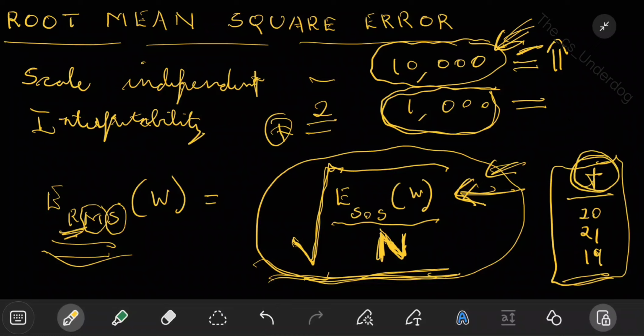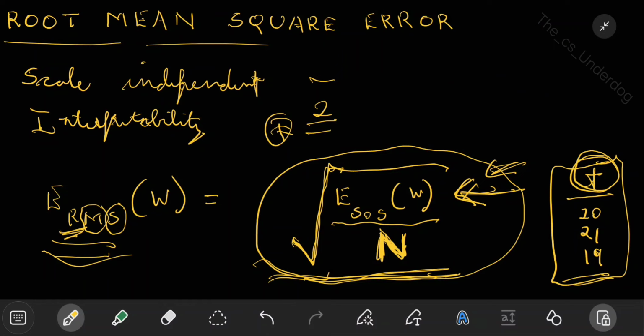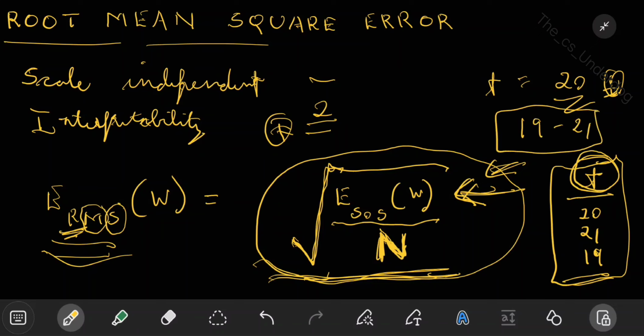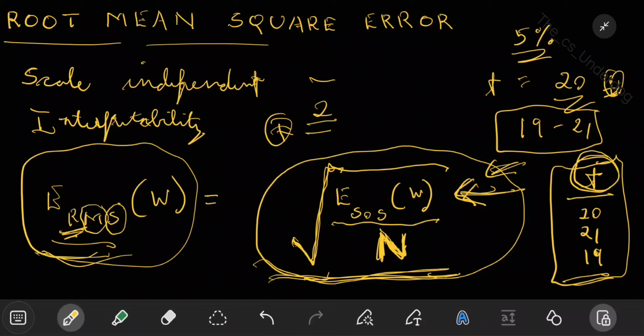So if your RMS error is, let's say, somewhere close to 1, you can have a logical understanding that if the average value of my target t is 20, my model has an error of around 1, which means my value will be somewhere around 19 to 21, most probably. So you can have this estimation that 5% is what my model is erroring. This sort of an idea you will be getting. This is interpretability. So using RMS error, you have the advantages of making it scale independent and keeping it more interpretable.